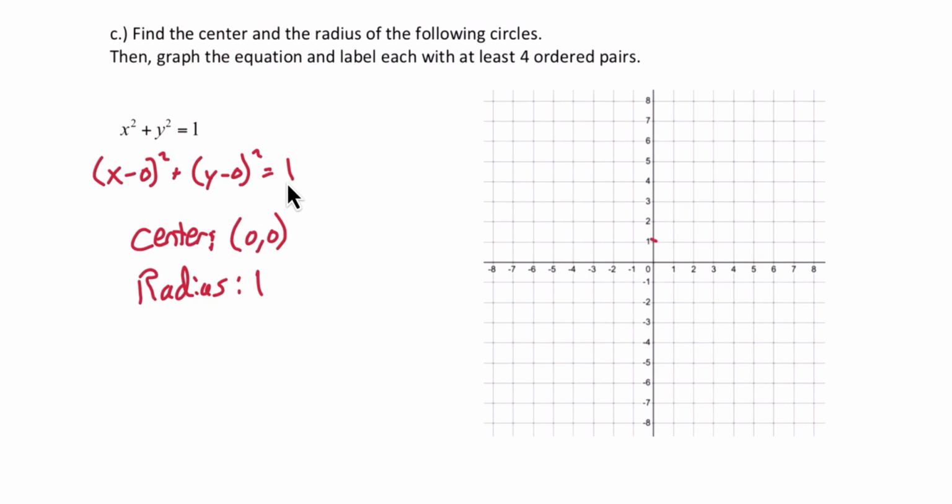So we have a unit circle centered at the origin, and our 4 coordinates would be (0, 1), (1, 0), (0, -1), and (-1, 0).